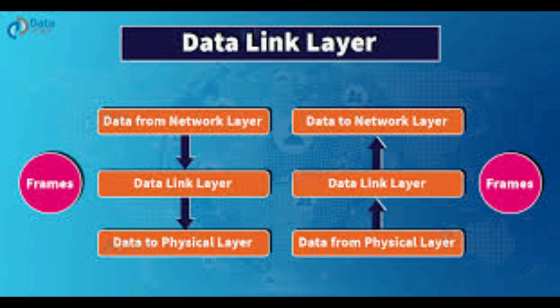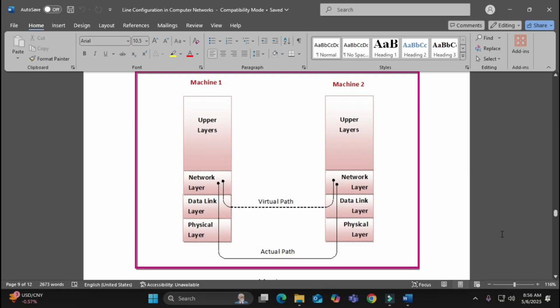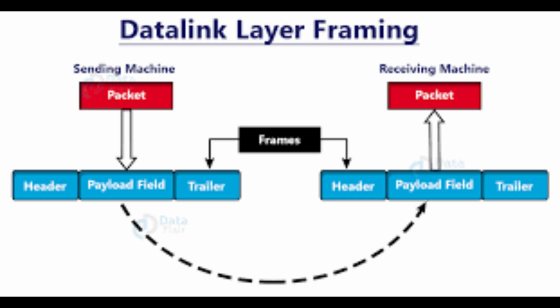The explanation of this diagram: the first machine is one computer, and machine 2 is another computer, each with upper layers. The networking layer is the virtual path between the two. Between machine 1 and machine 2, the virtual path is internally a cable or any networking path. The actual path is this one, and this is how they are connected.